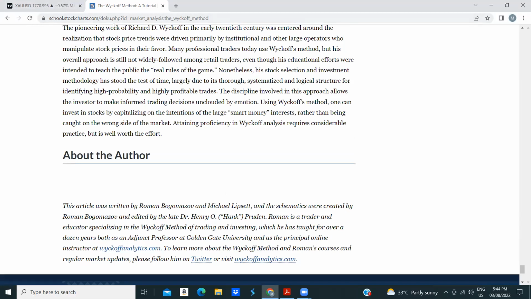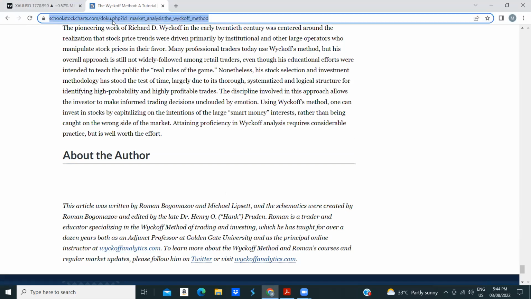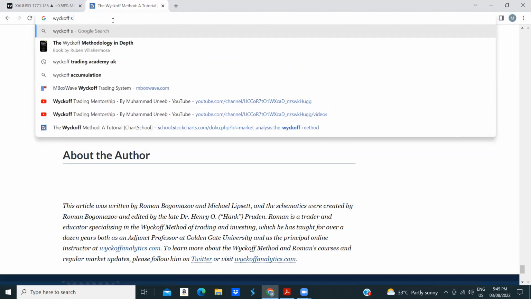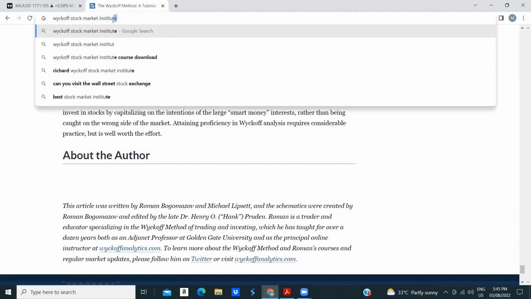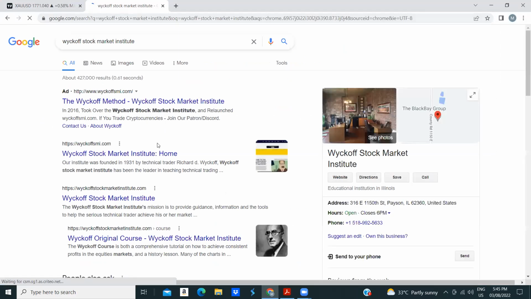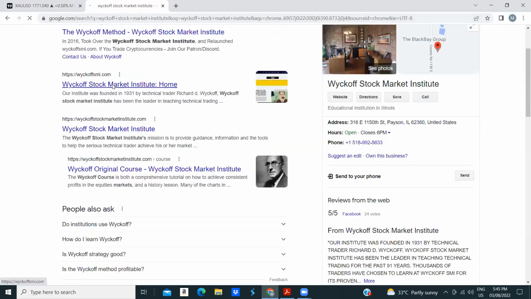And then if you want to understand more about why this method came into play, and whether this method is really valid for long-term trading or short-term trading, there's an article in Business Insider. So if I just go to the Wyckoff Stock Market Institute, this is the institute where I took my education, Wyckoff SMI.